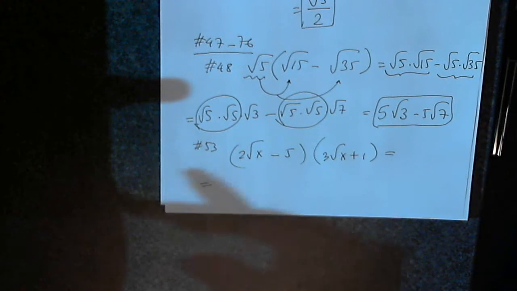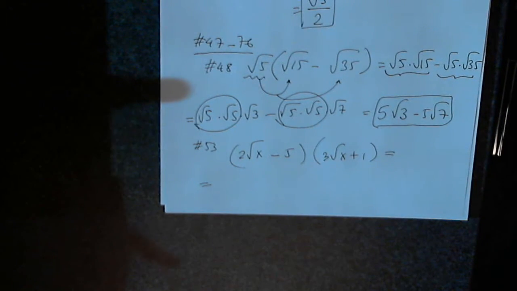2 the square root of x minus 5 times 3 the square root of x plus 1. Last one. Now you would say, okay, let's combine like terms. Well, I can't. Let's combine like terms in the other one. I can't. So what will be the only option here?